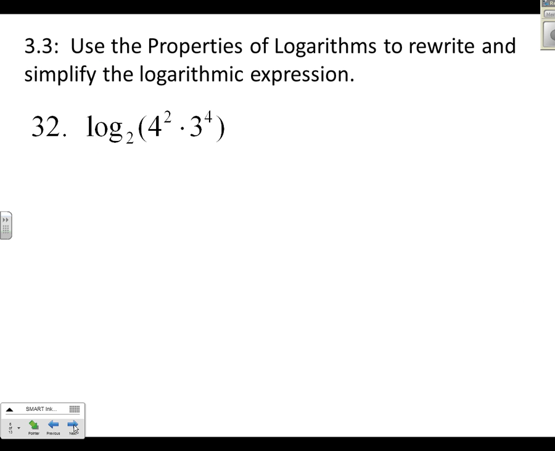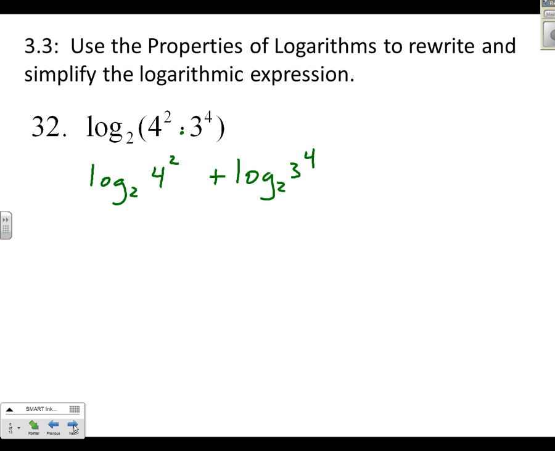Use the properties of logarithms to rewrite and simplify the logarithmic expression. Well, we've talked about some of those. We've talked about how a log of a product becomes a sum of logs. So this is log base 2 of 4 squared plus log base 2 of 3 to the 4th.